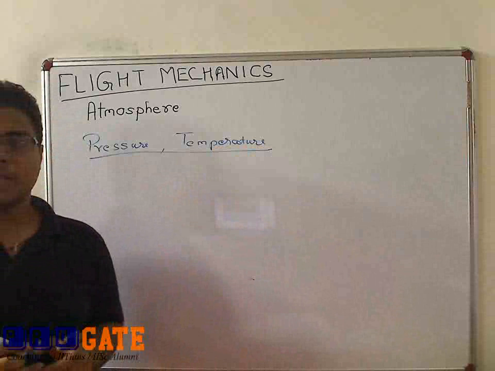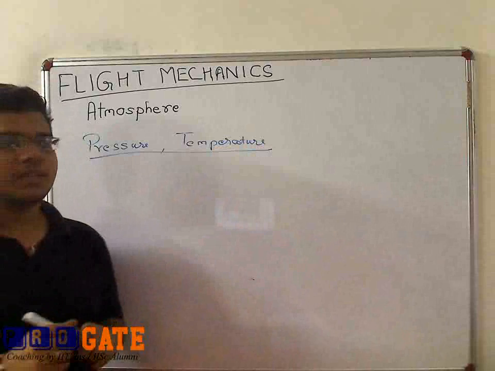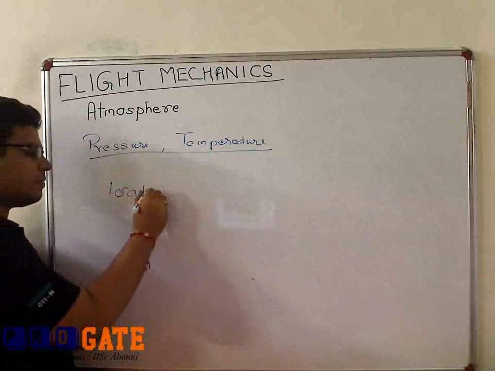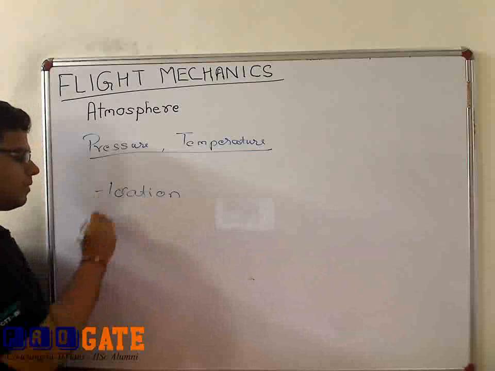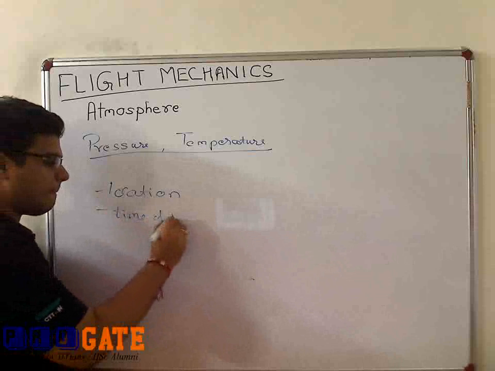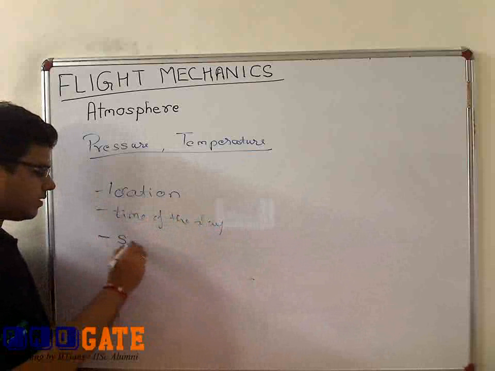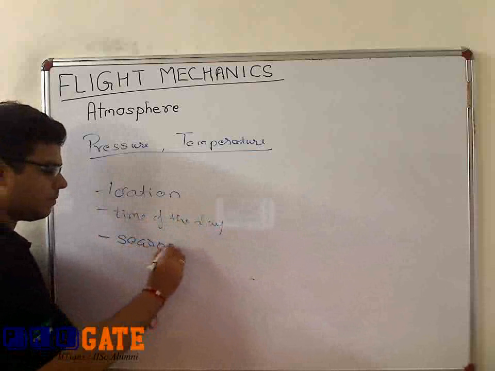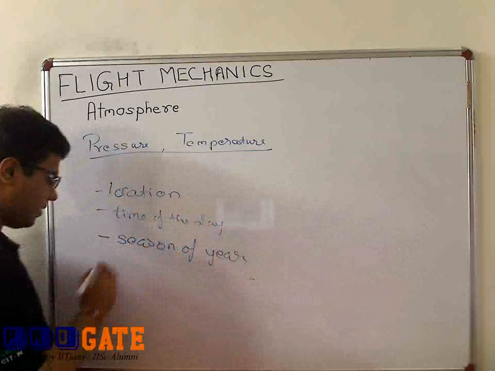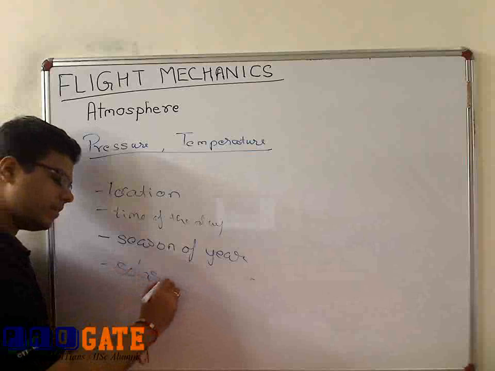These two parameters depend on many factors such as the location of the point, the time of the day, the season of the year, and solar sunspot activity.